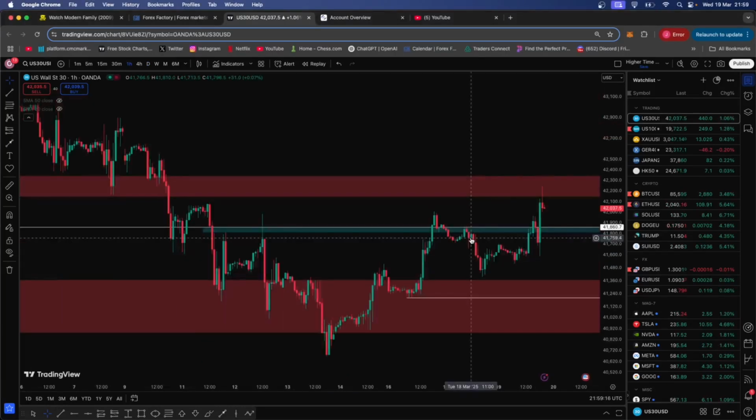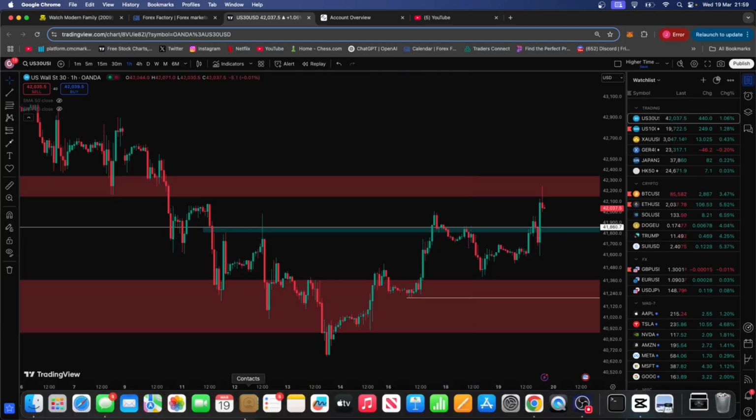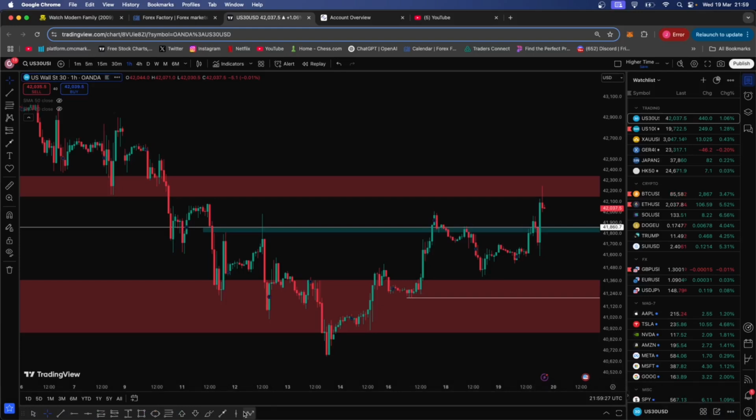Alright, so FOMC conference is complete. We've had Jerome Powell speak, we've had the markets rally. Let's talk a little bit about it. Alright, so obviously after the news event, we had a huge rally to the upside. Price ended up rallying higher. We did not come back down and sweep liquidity, but we did have some major moves.